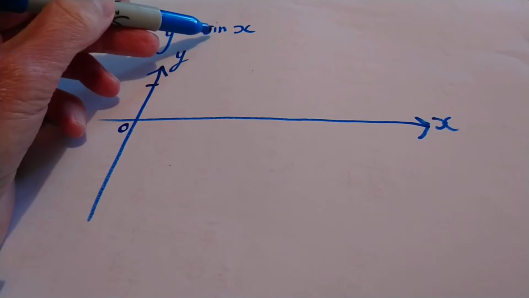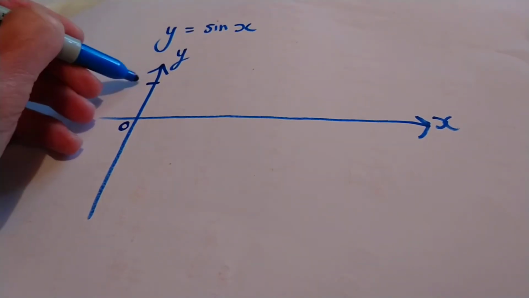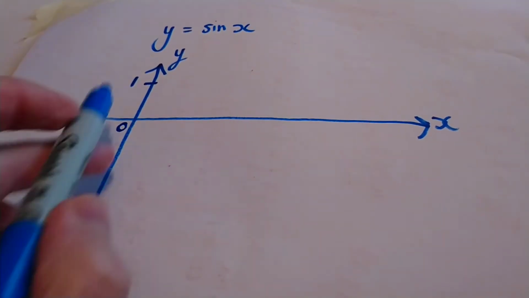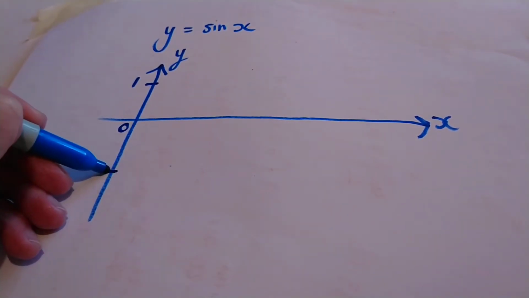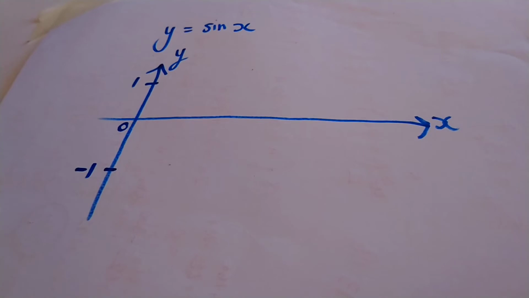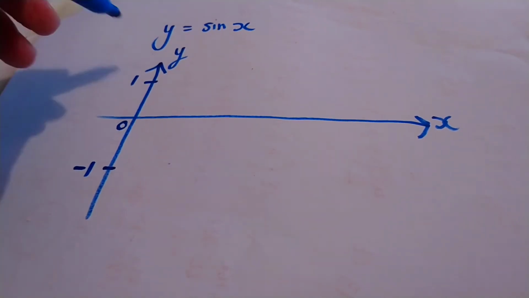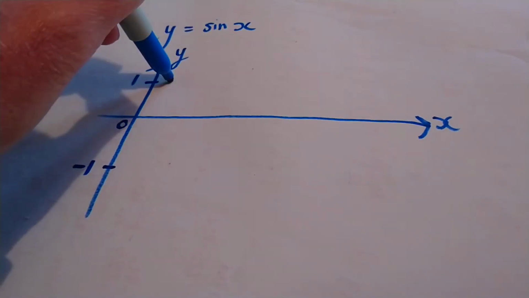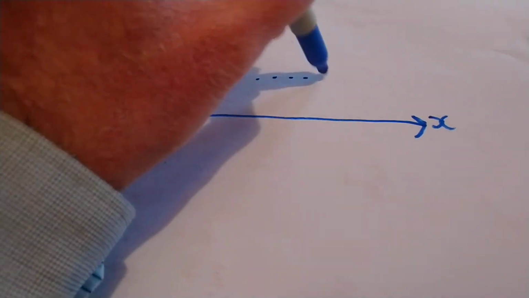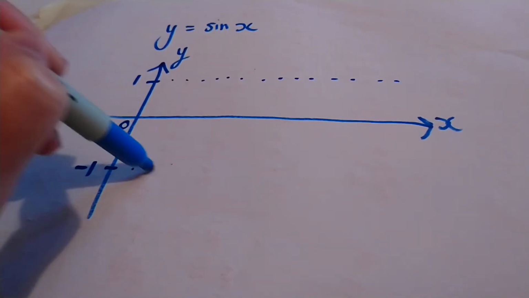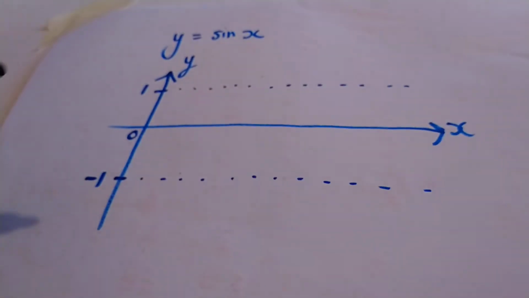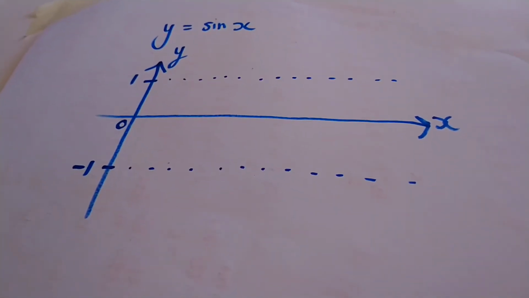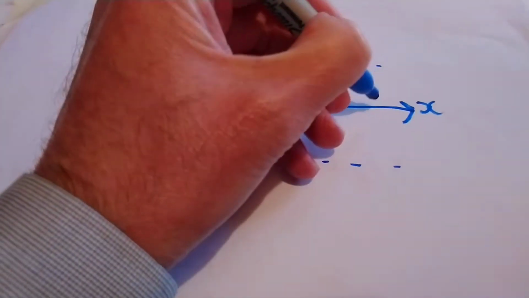Now the maximum value sine x can take is 1. So we put a mark on the y-axis and label that 1. The minimum value it can take is -1. So we mark -1 on the axis as well. And then what we do is we put a dotted line from our mark, both the +1 and the -1, running parallel to the x-axis. Now, it doesn't matter if it's perfect or not. The point is the dotted line is there, and that's the key thing.